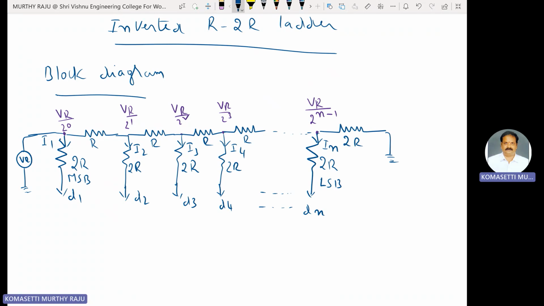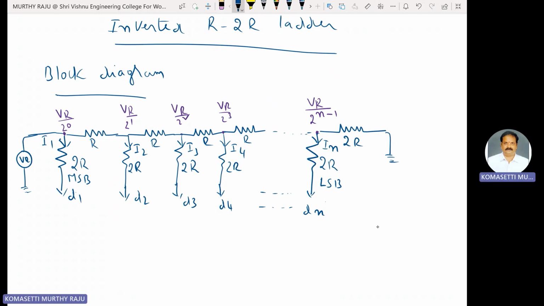In the previous cases, weighted resistor DAC, digital to analog converter, and R-2R ladder type digital to analog converter, the LSB and MSB positions are different. In previous two cases, this one is MSB, this one is LSB. In this case, the positions of MSB and LSB are interchanged. That is the first important point.